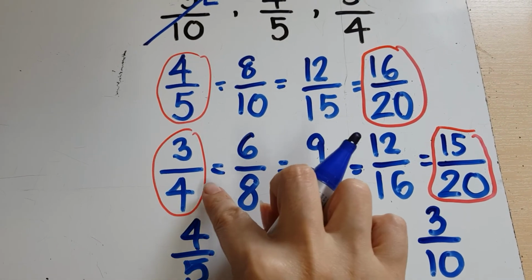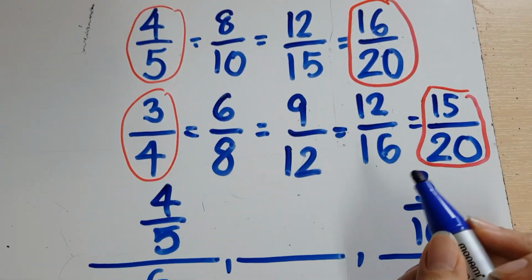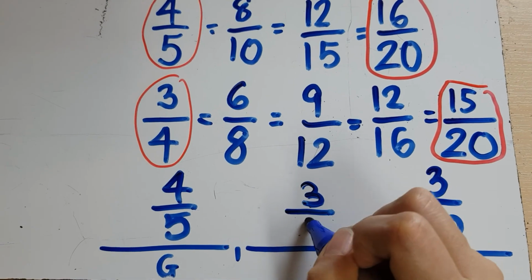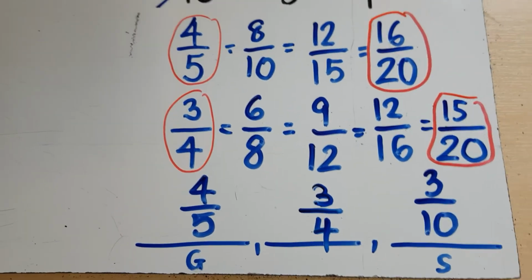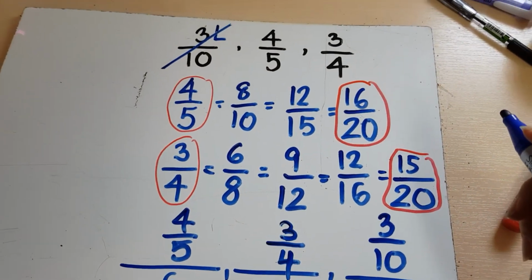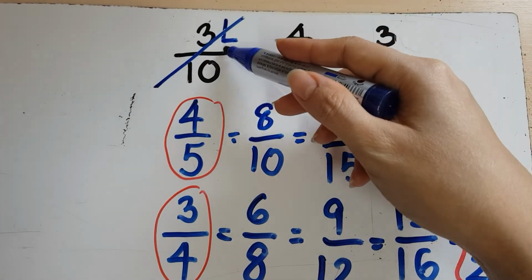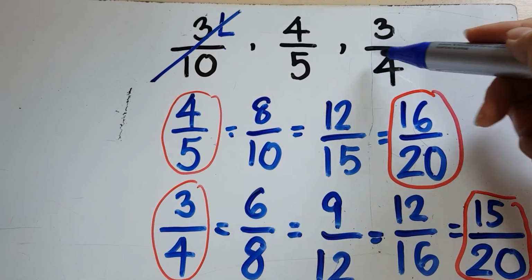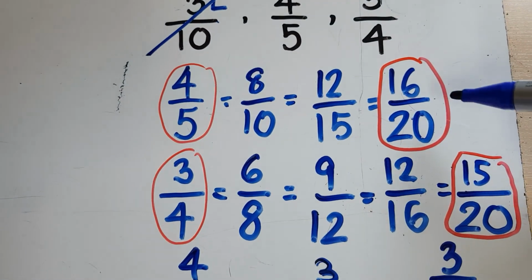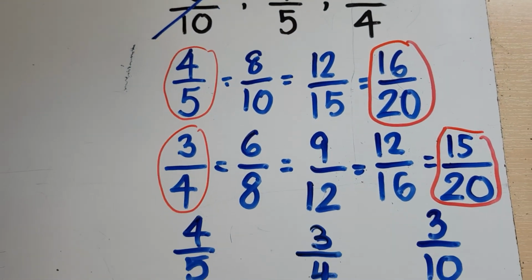And if 4/5 is the greatest, so 3/4 is in the middle. So that's how I order fractions. I did it a quick way. I started with comparing with half, and I realized that that was the smallest. I took it out, and then I compared these two by using equivalent fractions. So here you go.